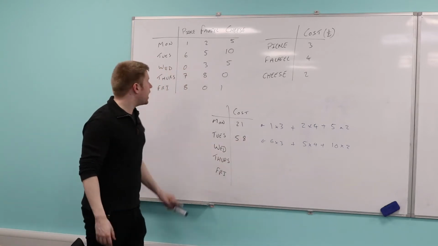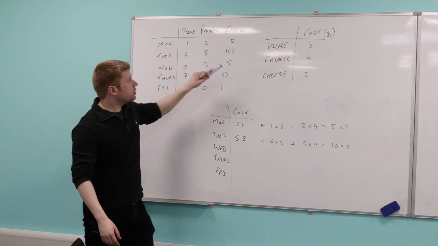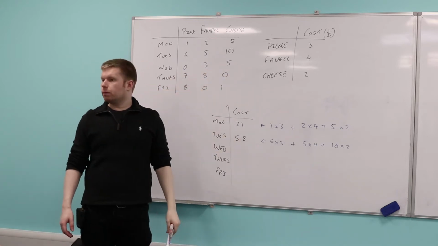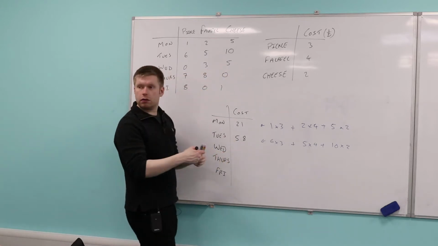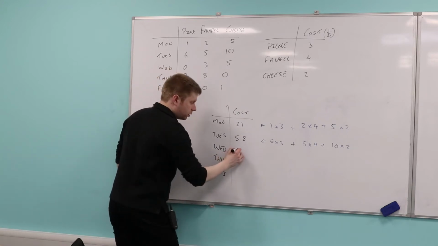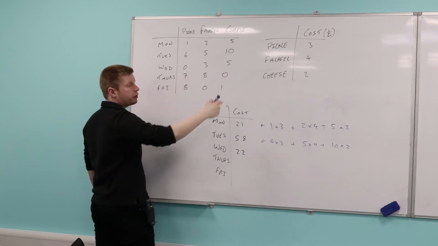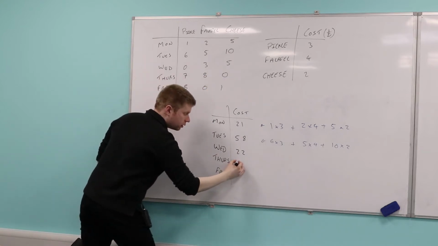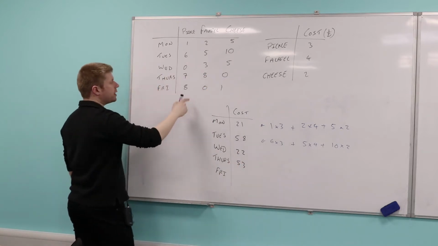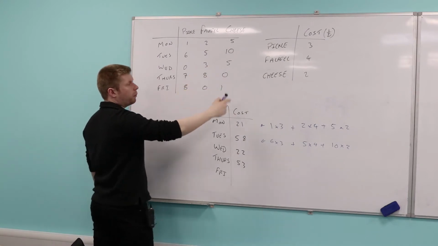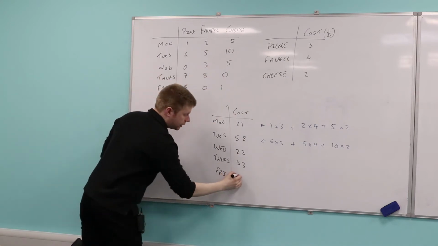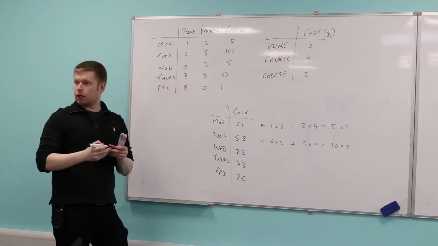So you're happy, for Wednesday it'll be 0 times 3 plus 3 times 4 plus 5 times 2. Okay, so how much money was taken? £22. Okay, for Thursday, it'll be 7 times 3, 8 times 4, 0 times 2, which is £53. And then for Friday, it'll be 8 times 3, 0 times 4, and 1 times 2. 26. Perfect. Is that okay?